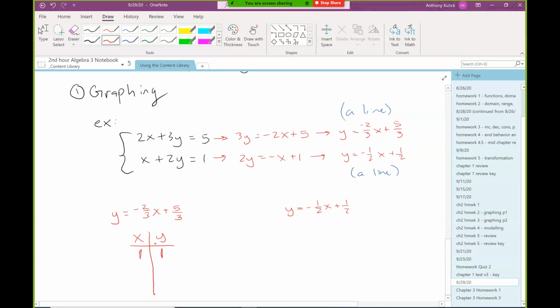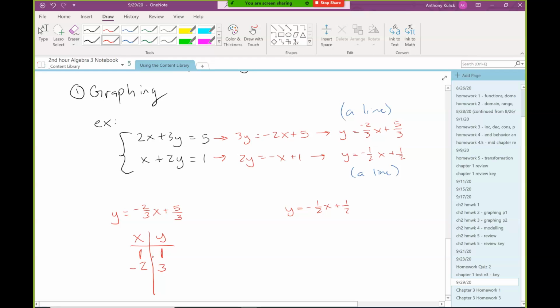And now I've gotten 3/3. I'm going to try now to get something like 9/3 or 6/3 or something like that, okay? So looking at this, there's not an easy way for me to get 6/3, but I can get 9/3 pretty easily. If x is negative 2, negative 2 times negative 2/3 is positive 4/3. And 5/3 plus 4/3 is 9/3, which reduces to 3.